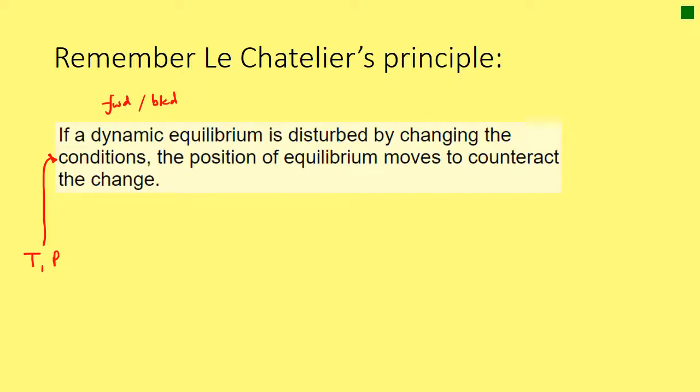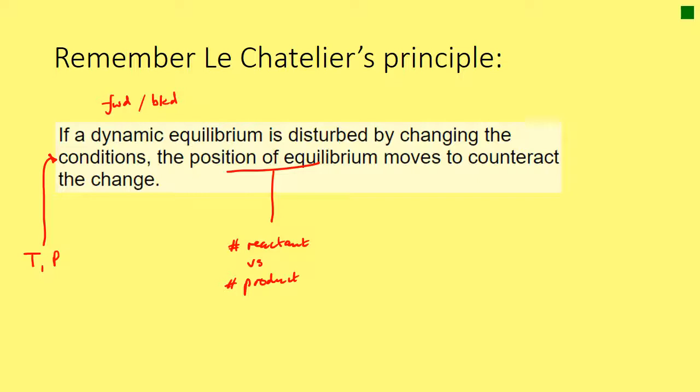And then we want to consider the position of equilibrium. What does position of equilibrium mean? Well, that means the number of reactant particles versus the number of product particles at equilibrium.